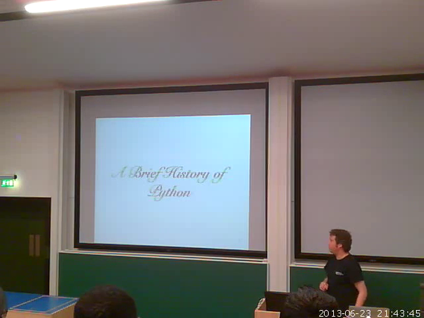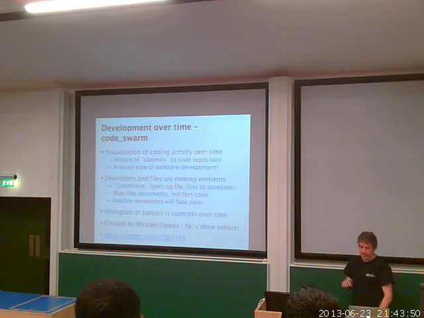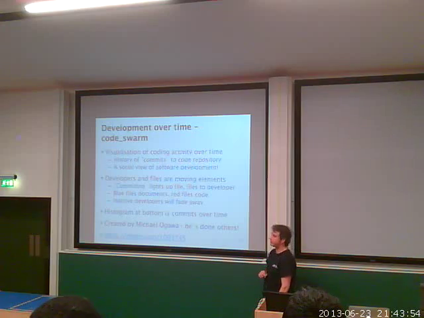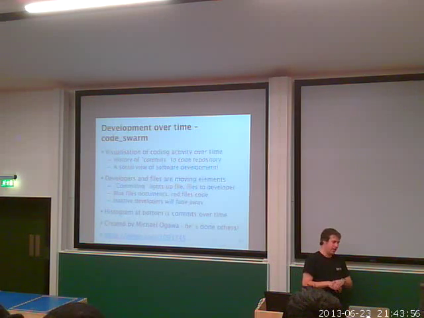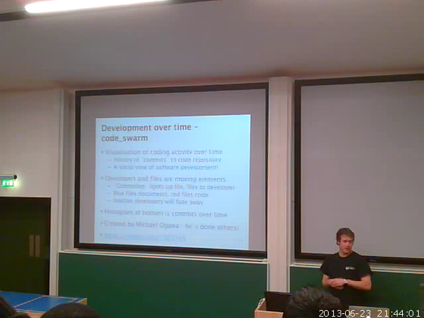So now we're going to have a look at a brief history of Python. So where did it come from? There's this absolutely brilliant thing that this guy called Michael O'Gallagher made called CodeSwarm. We're going to look at the video in a minute, and it gives you an idea of how something develops over time. In this case, we're looking at Python itself.